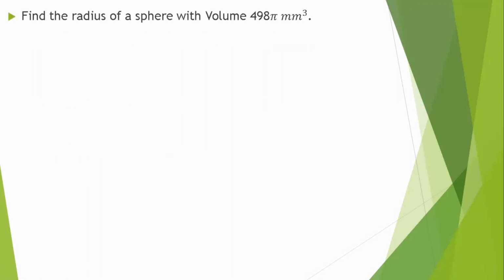If you read the question, it says find, I'm so sorry. Okay, the question is saying find the radius of a sphere with volume 498 pi. So the volume formula was 4/3 pi r cubed, and we already know the volume, which is 498. So in place of volume we will write 498 is equal to 4/3 multiplied by 22/7 as pi multiplied by r cubed. We have to find the radius.